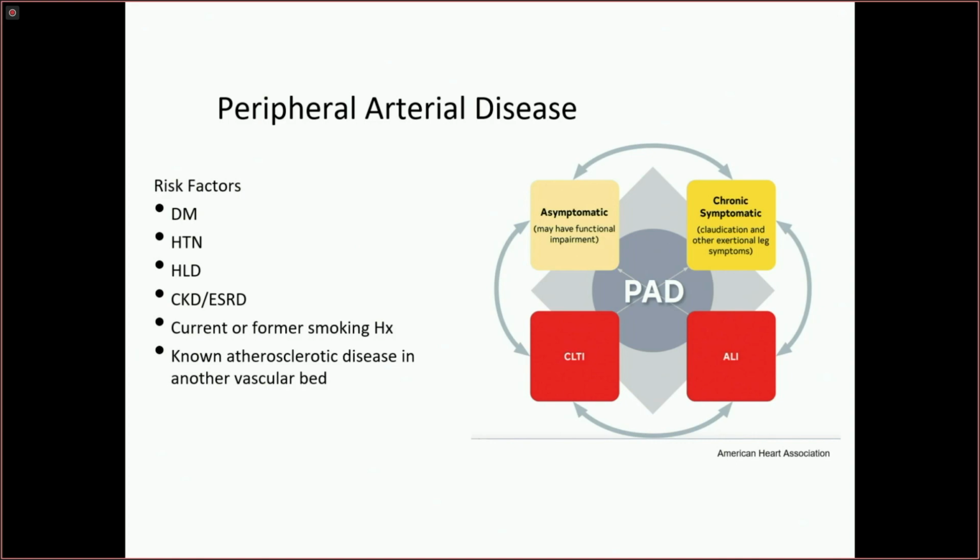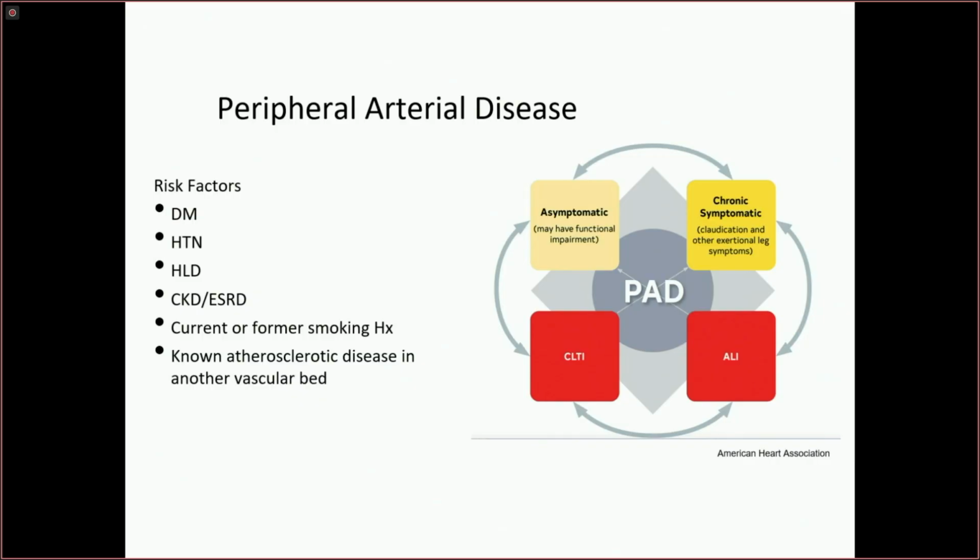On the right, I've got a little diagram which kind of goes through PAD. First, we have asymptomatic PAD. That's about 20 to 60% of patients who have peripheral arterial disease, and they report no symptoms at all. Some just don't walk far enough to be a claudicant, or they have another functional impairment, which could be orthopedic or spine in nature.